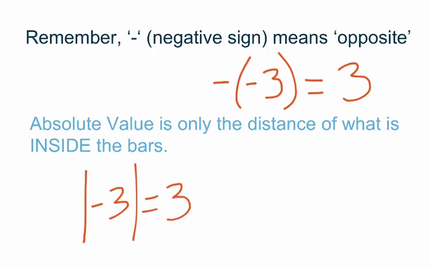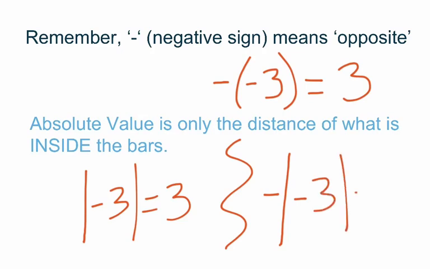Now, a separate problem: if I put the negative outside of the absolute value bars, like this. You'll notice that we have our absolute value bars, and inside of those is -3, but we also have a negative outside. There are two ways to read this problem. You could read it as: what is the negative absolute value of -3? Or you could read it as: what is the opposite of the absolute value of -3?